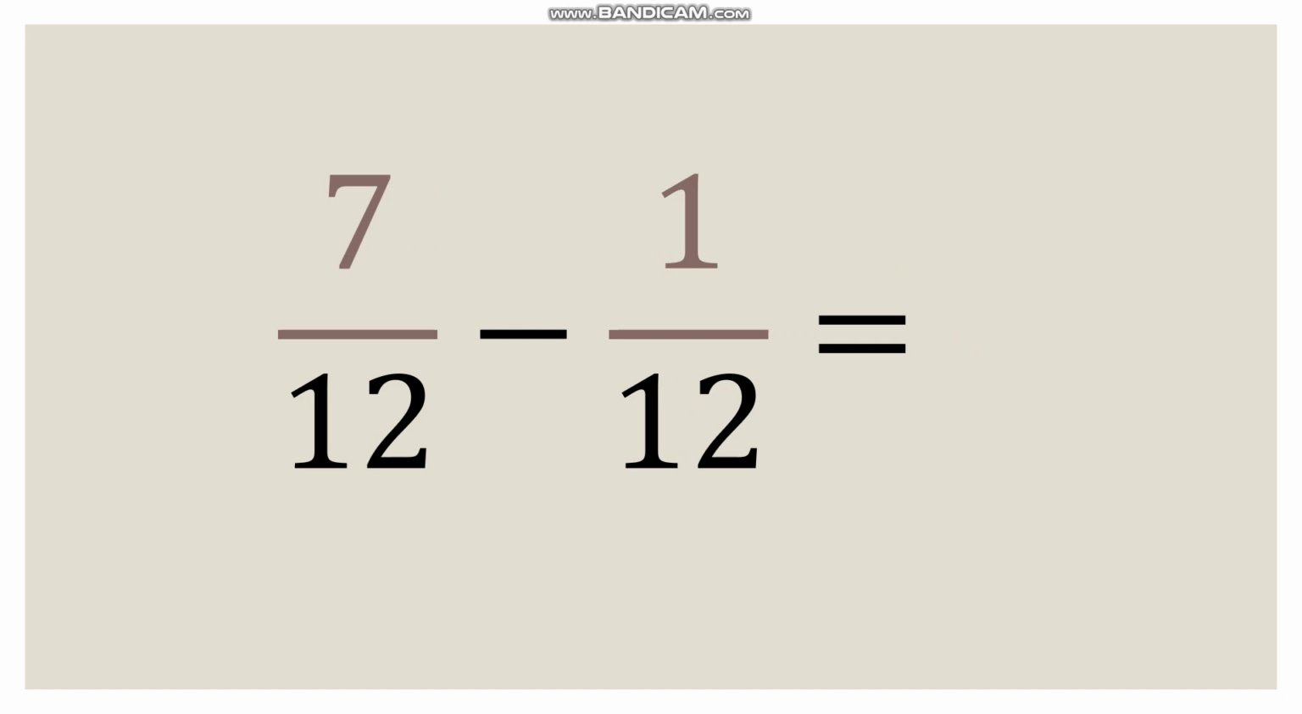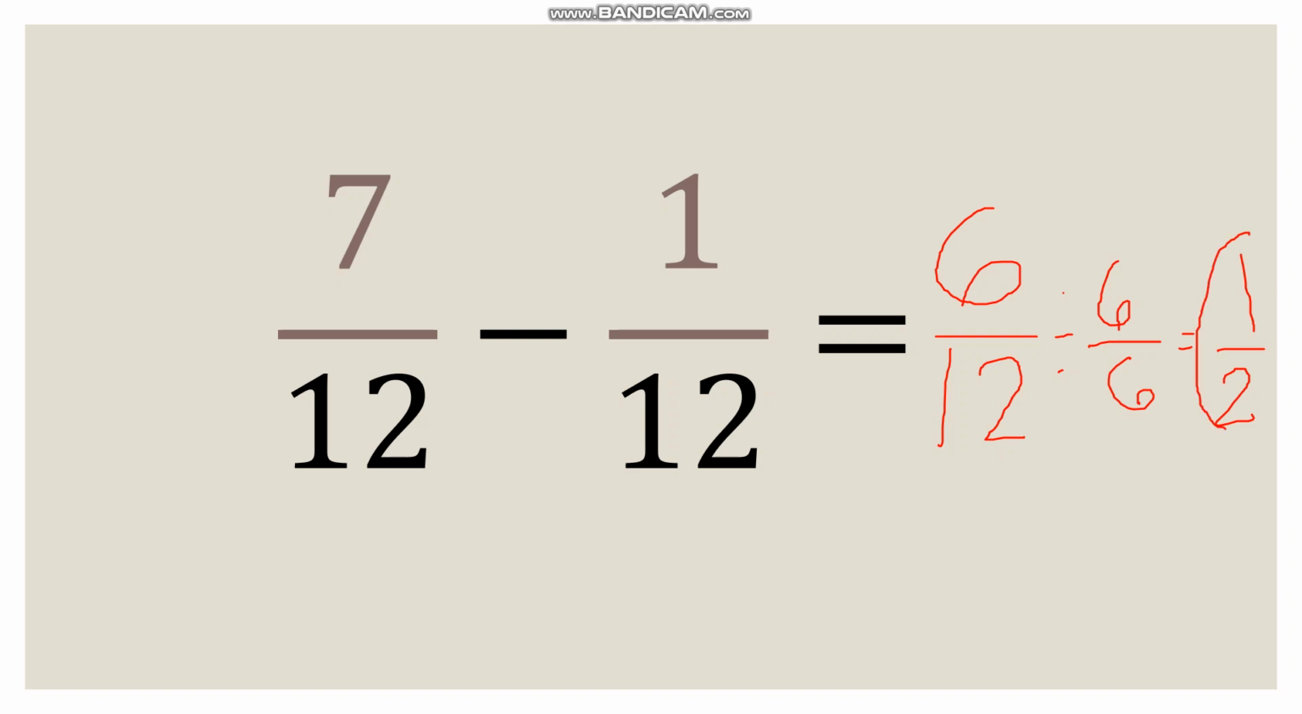How about the next? 7/12 minus 1/12. What's the answer? So 7 minus 1, that is 6. Then copy the common denominator, which is 12. Is this our final answer? No. So we can reduce this. Divide by 6, divide by 6 also. 6 divided by 6 is 1, and 12 divided by 6 is 2. So our final answer is 1/2.